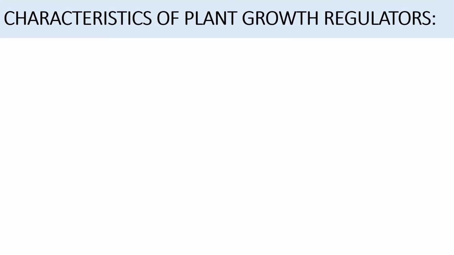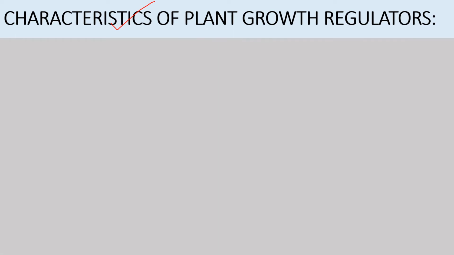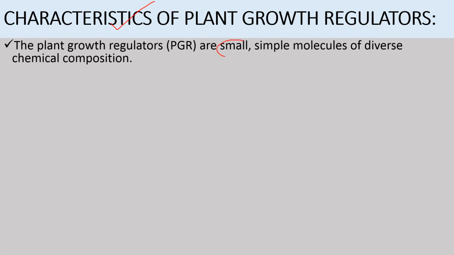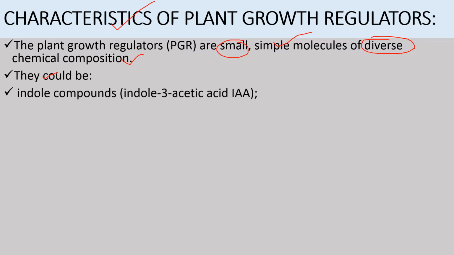Next is characteristics of plant growth regulators. So first of all, these plant growth regulators are small, simple molecules having diverse chemical composition. So their chemical composition varies, and they could be indole compounds. For example, we have one important hormone, that is auxin, indole 3 acetic acid.